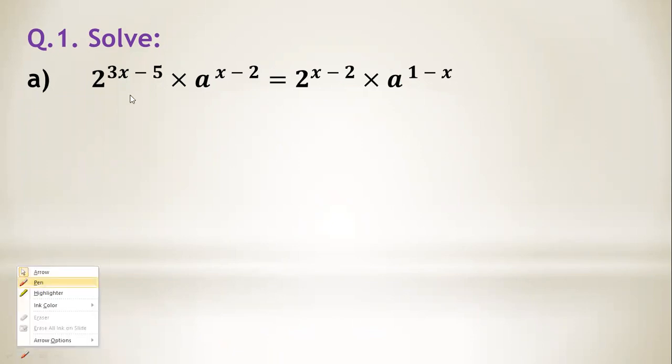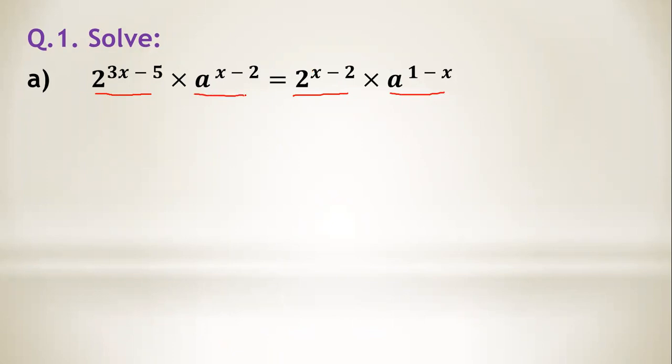As you can see here, there is 2 to the power 3x minus 5, and on the right hand side also you can see a base 2 containing term. Similarly, there is a base a containing term on the right hand side, and there is also a base a containing term on the left hand side. Due to that reason, and because there is no plus or minus sign in between the base terms, we are going to take either the whole left hand side to the denominator of the right hand side, or the whole right hand side to the denominator of the left hand side. So either of the things can be done.